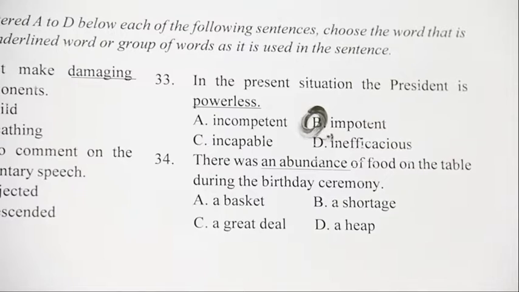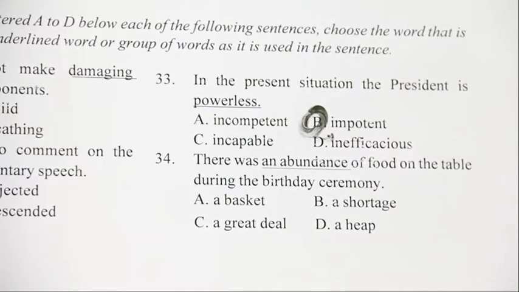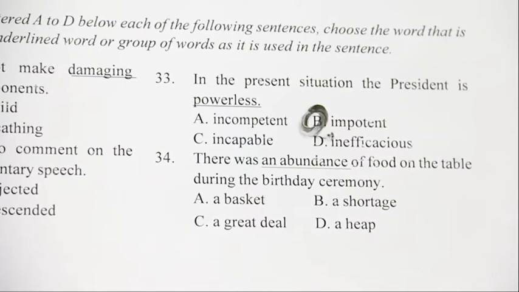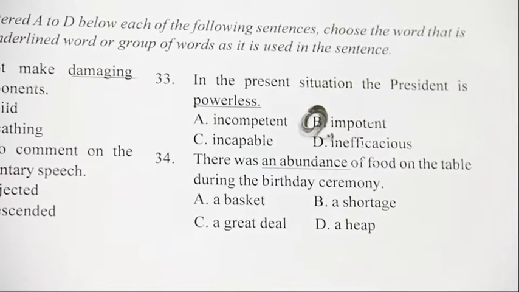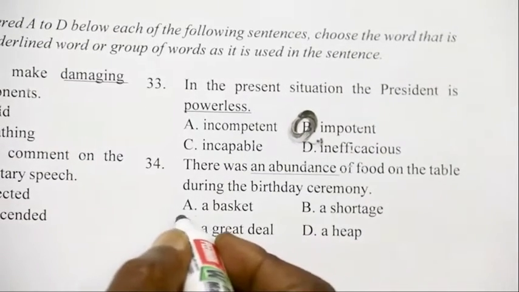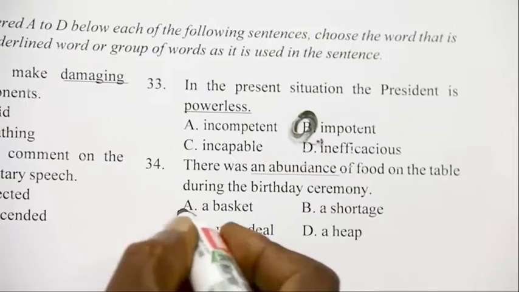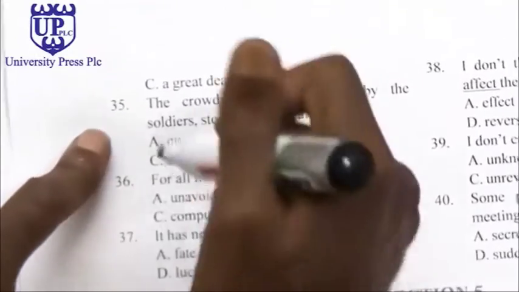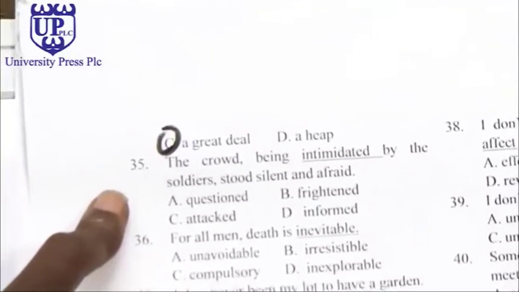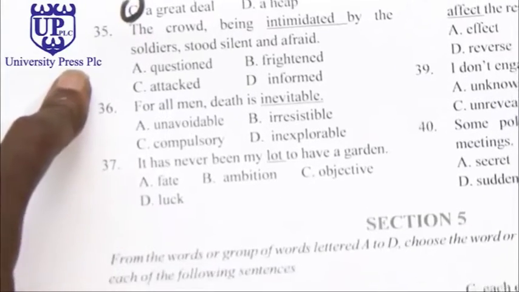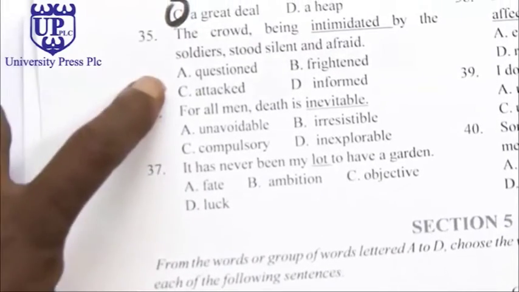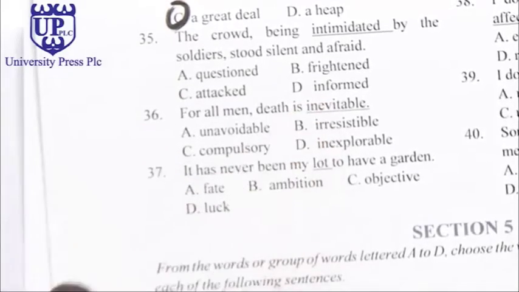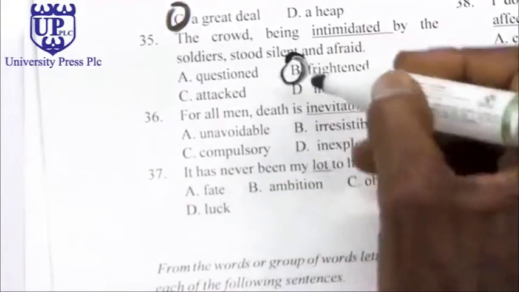Number 34, there was an abundance of food on the table during the birthday ceremony. In other words, we have the options: a basket, a shortage, a great deal of, and a heap. Now we're going to choose a great deal of for abundance. A great deal of food for abundance. Okay, that's number 34. 35. The crowd, being intimidated by the soldiers, stood silent and afraid. Being questioned, no. Attacked, no. Informed, frightened. Maybe the nearest in meaning.